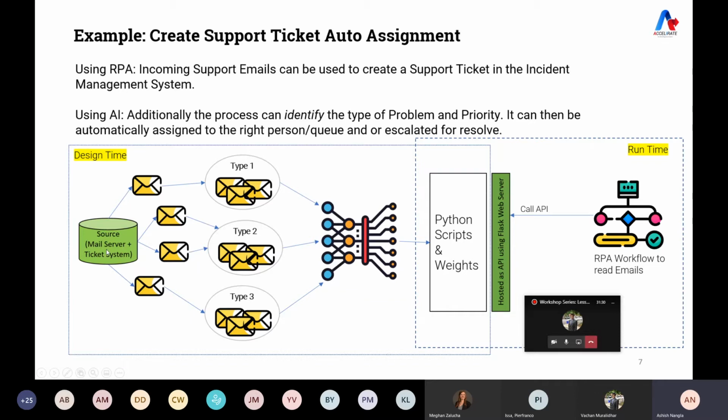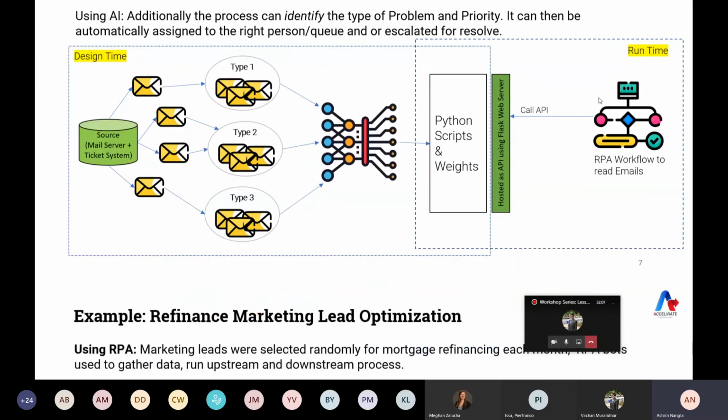In this example, there's a source of earlier emails and ticket information that's taken up, and we wrote a classifier for that. It was deployed as a service. At runtime, there was an RPA bot that would pick up the email, call this service, and give it the email's content. In return it would get the problem, the priority, and other metadata, which it then used to proceed further and assign the ticket and resolve. So that's essentially what the support auto assignment was.